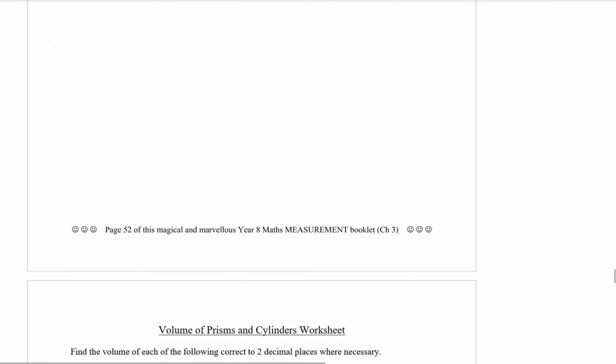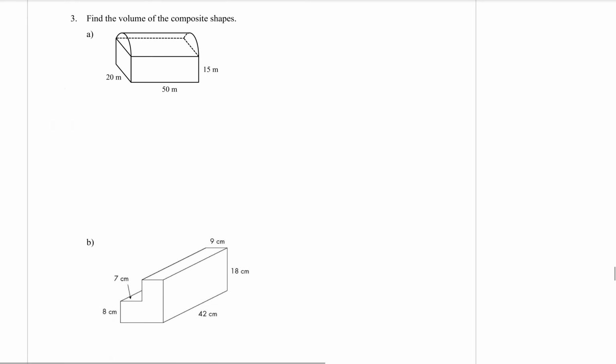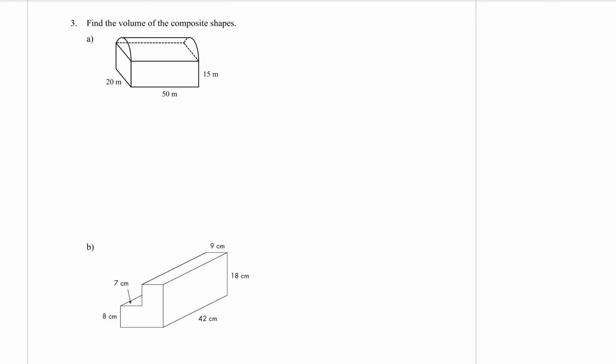All right, we have a couple of harder ones here at the end. We want to find the volume of some composite shapes. So I have two shapes to add together here. For the first one, I have half of a cylinder, so that's half of pi r squared h, because pi r squared h is the volume of a cylinder. Plus, I have a rectangular prism, which has the formula LBH.